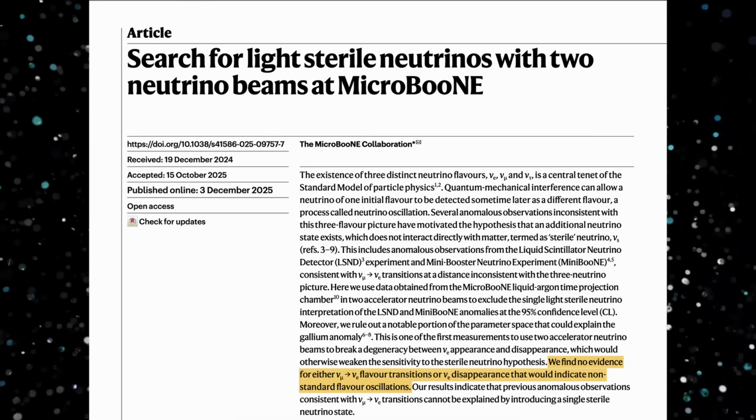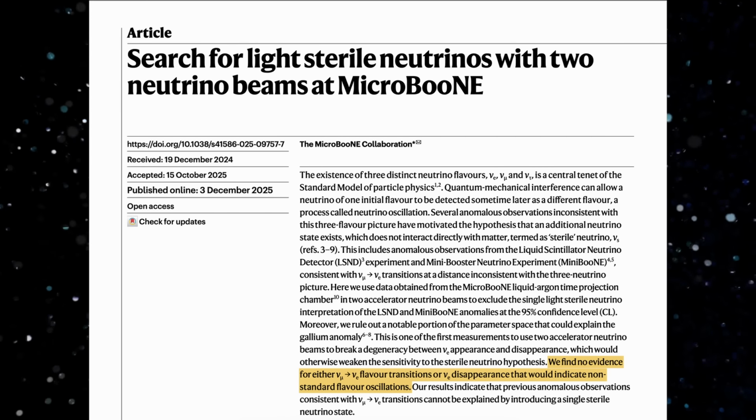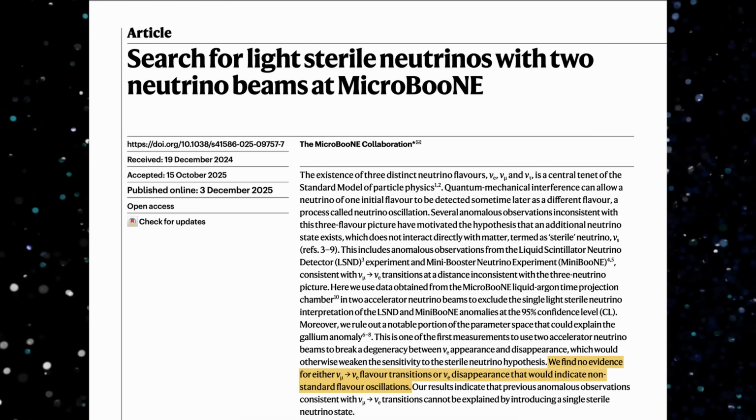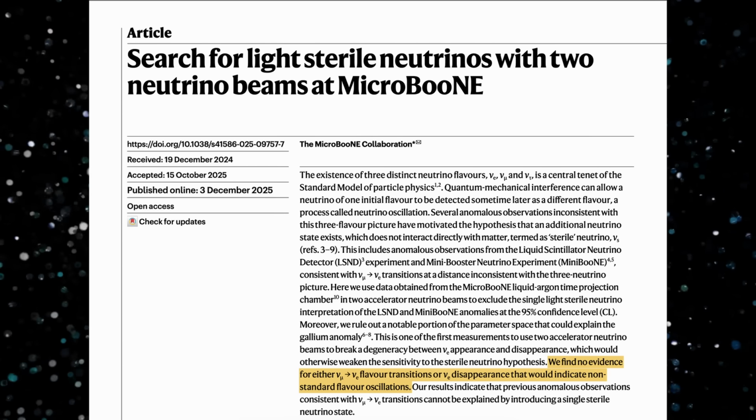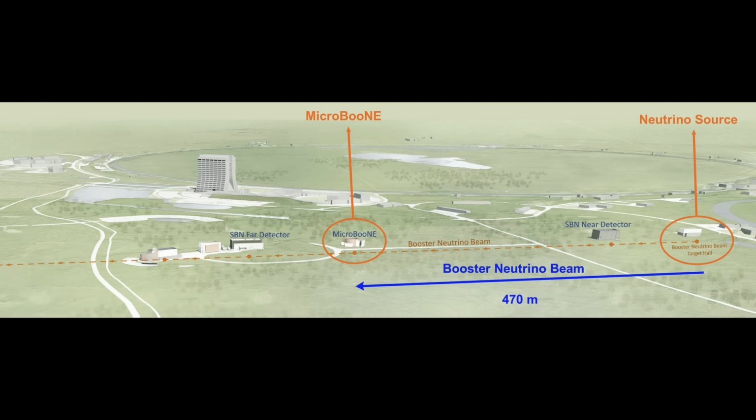Now, the MicroBooNE experiment in the USA has strongly ruled out the most popular explanation for the anomaly, the hypothesis of a single sterile neutrino. MicroBooNE sits just under 500 meters from a neutrino source at Fermilab. That's what we call a short baseline experiment. The source is very close to the detector.